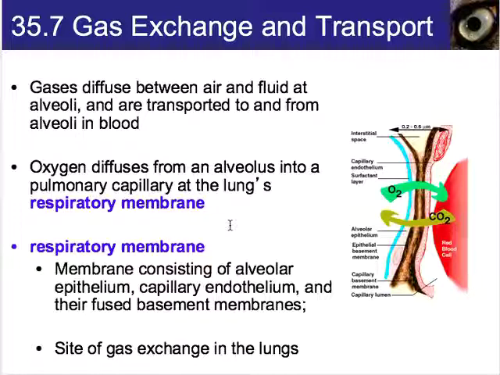Remember, diffusion occurs from a high concentration to a low concentration. So if you breathe into your lungs and there's a high concentration of oxygen, it's going to diffuse into a red blood cell that doesn't have a lot of oxygen. And that CO2, which is high in the red blood cell, is going to diffuse out into the lungs where there isn't much CO2.